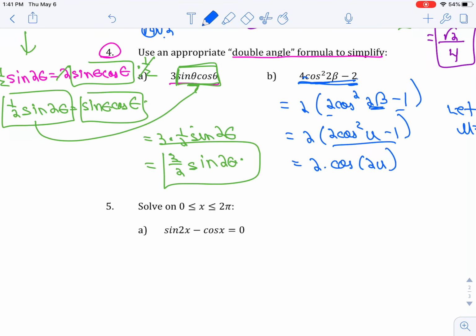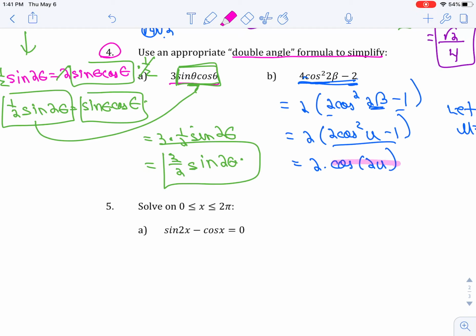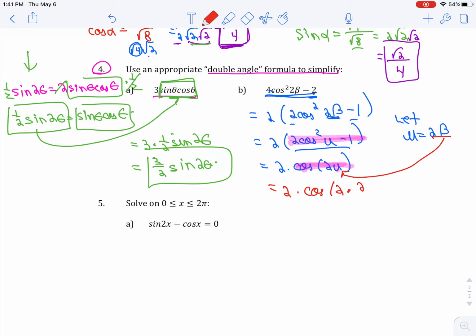Again, these two pieces together are equal to each other because this is the double angle formula: cosine of 2u is 2 cosine squared u minus 1. But now what we're going to do is put the u value back in. We know that u is actually equal to 2 beta, so we get that this is 2 times cosine of 2 times 2 beta, which is 2 cosine of 4 beta. And so that's the correct answer for that one.